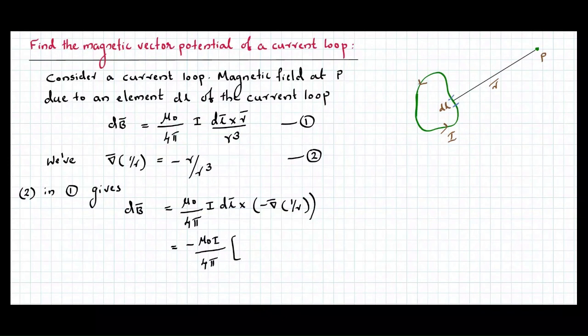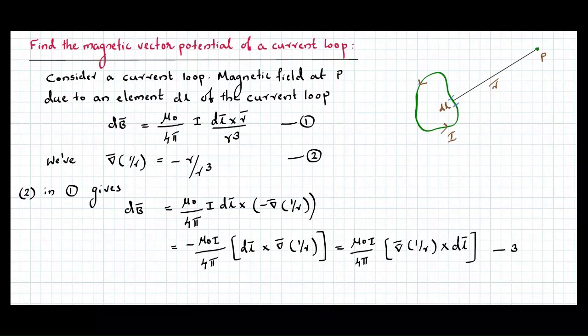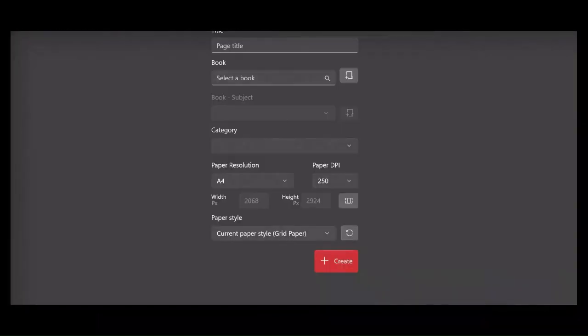Now take the minus sign outside. dB is equal to minus mu 0 I by 4 pi, then dl cross del 1 by r. We can eliminate the minus sign in the following way. Just write dB is equal to mu 0 I by 4 pi del 1 by r cross dl. Let it be equation number 3.